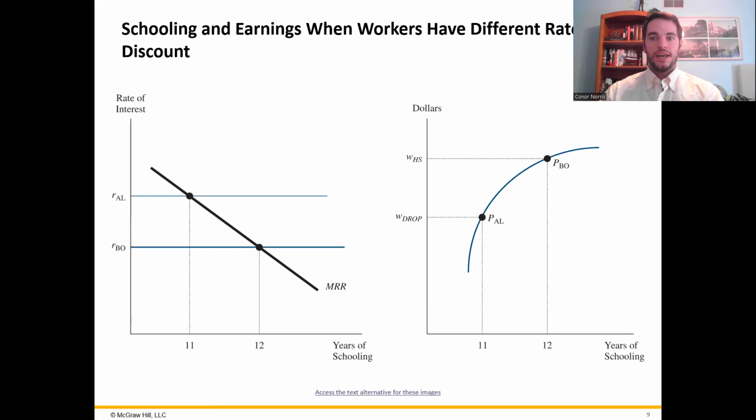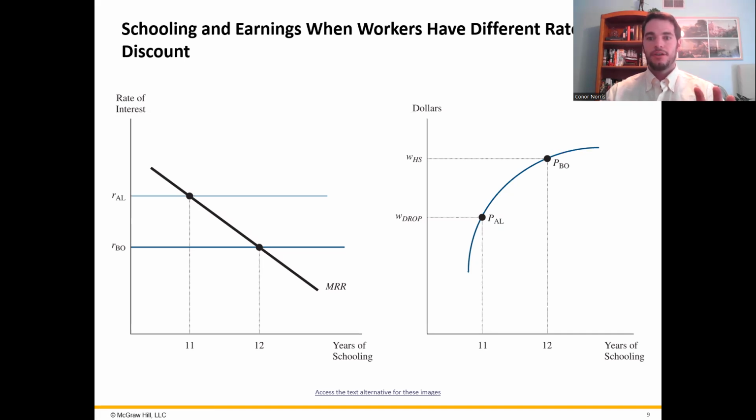When individuals decide how many years of schooling to pursue, they're making a decision about investing in their own future. But not everyone views this decision the same way because people value the future differently. This is where our discount rate comes in. So remember, it tells us how much a person values the future benefits relative to today's costs.